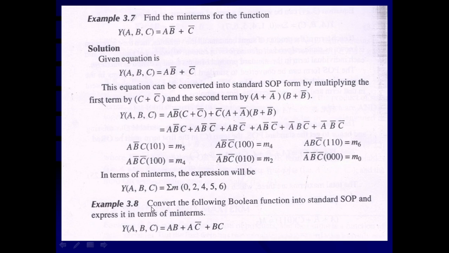Next, example 3.8. Convert the following Boolean function into the standard sum of product form and express it in terms of the min terms. Y is a function of ABC, that is equal to AB plus AC bar plus BC. Here C is missing, so C plus C bar is added. Here B is missing, so B plus B bar is going to be added. And here A is missing, so A plus A bar is going to be multiplied with these terms.